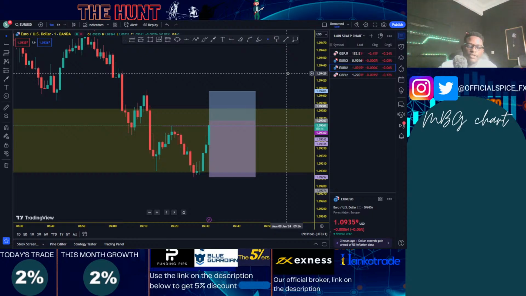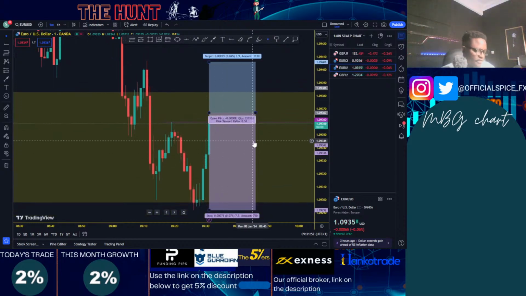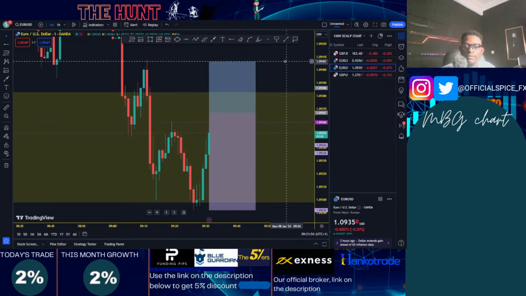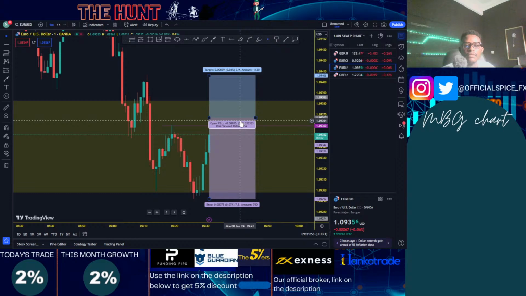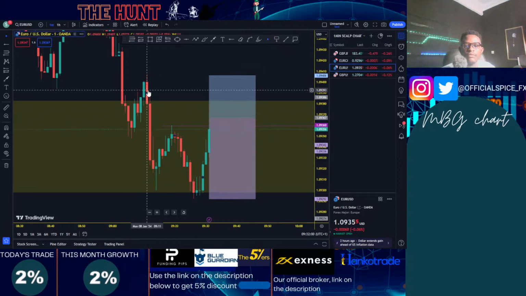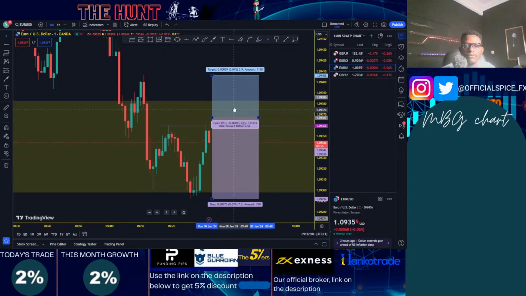Okay, so we're smashing above now. Please wait, guys. Don't get in yet. Calculate 7.5 pips. Don't get in yet. This candle needs to close above it. The candle needs to close above, just on a little bit on the side.